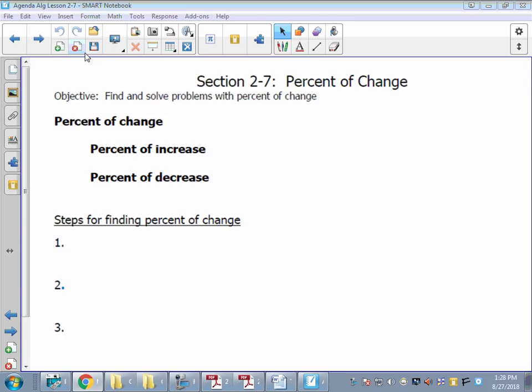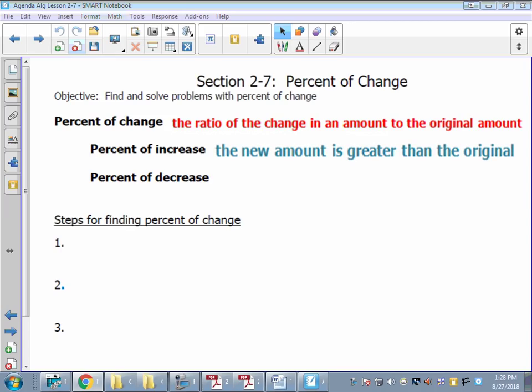So what is percent of change? It's dealing with ratios. It's a ratio of change in the amount to the original amount. So your amount of change over your original amount will be your ratio. So percent of increase, the new amount gets bigger, it's larger, is greater than the original. And a percent of decrease then would mean that the new amount is smaller than your original.